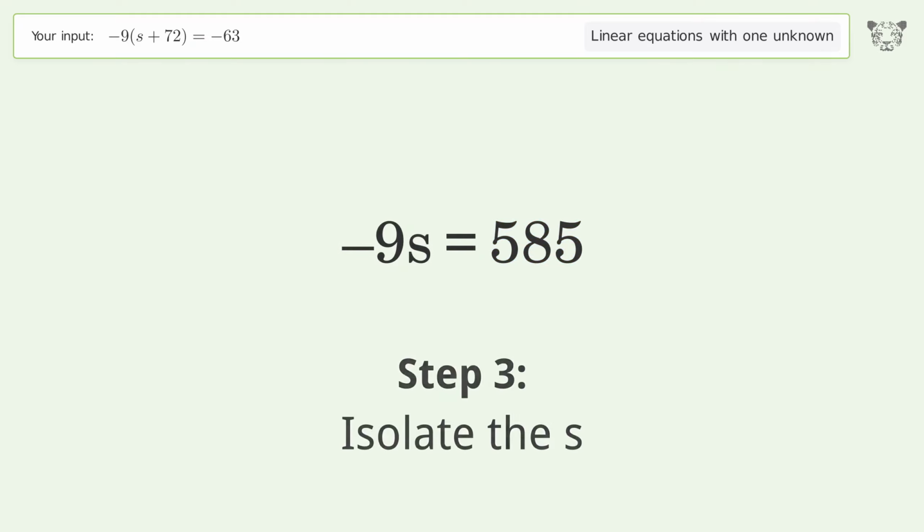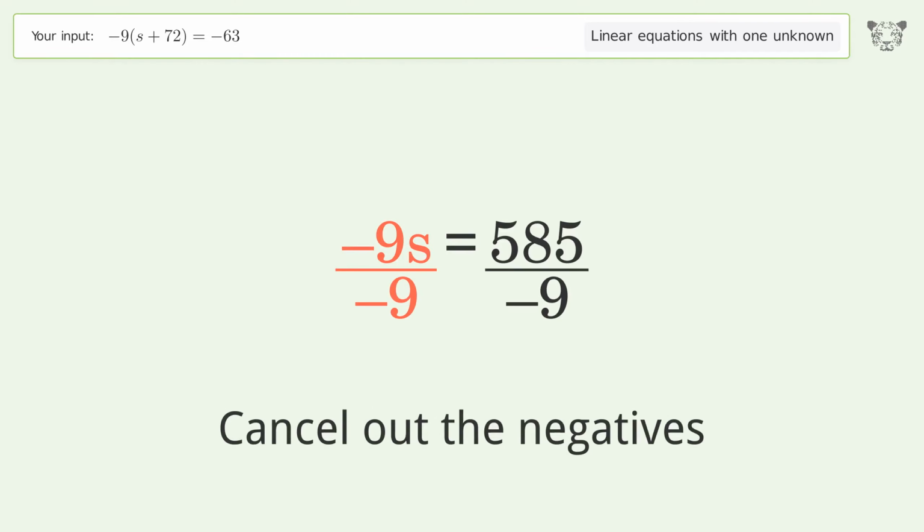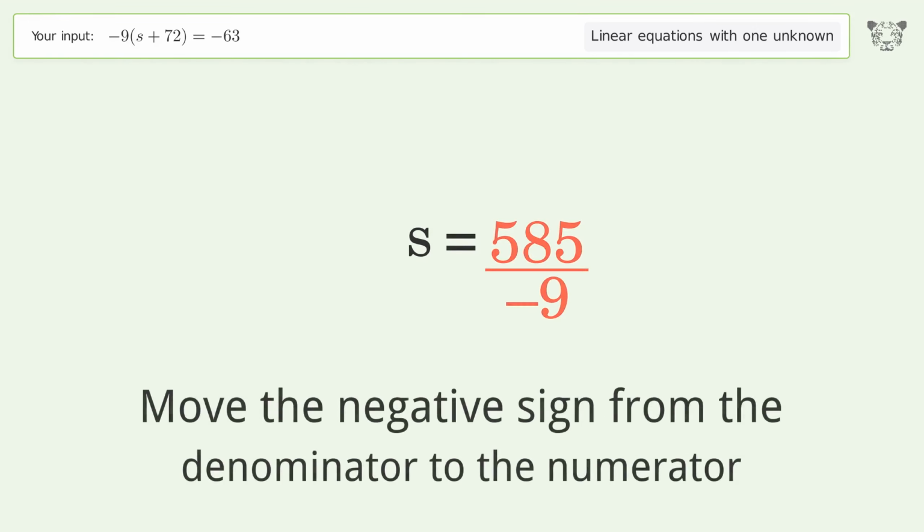Isolate the s. Divide both sides by -9. Cancel out the negatives. Simplify the fraction. Move the negative sign from the denominator to the numerator.